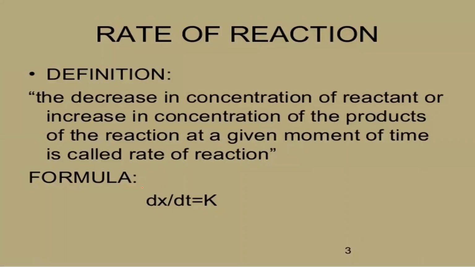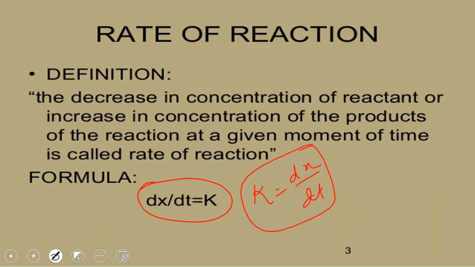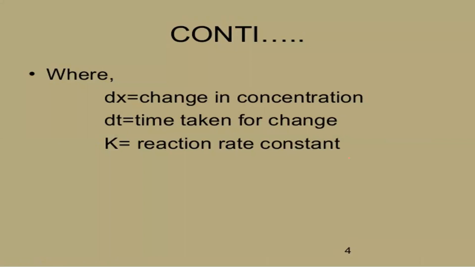Then finally, you can write the rate expression. You see this: K is equal to dx by dt. Dx means the change in the concentration of reactants or products, and dt is the time. So you can write it as K is equal to dx by dt. This is the rate expression, the formula for the rate of the reaction. Dx means, yes, we know, the change in the concentration. Dt means the time taken for the change.